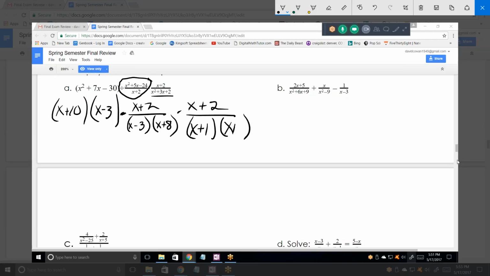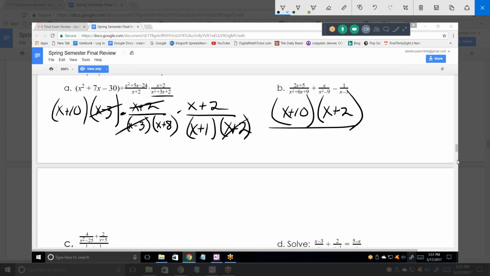Because these problems are always cancellation problems. And now you get your answer by canceling anything that you can. There's an x minus 3 and an x minus 3. There's an x plus 2 and an x plus 2. What does that give me? That gives me in the numerator x plus 10 times x plus 2, and you want to leave it like that. There's no need to multiply that together. And in the denominator, I've got an x plus 8 and an x plus 1, and I can't do anything with either one of those. That's the final answer.